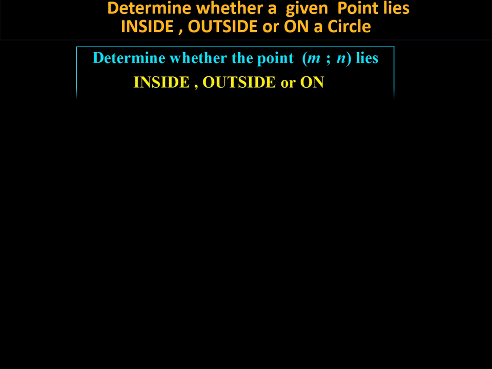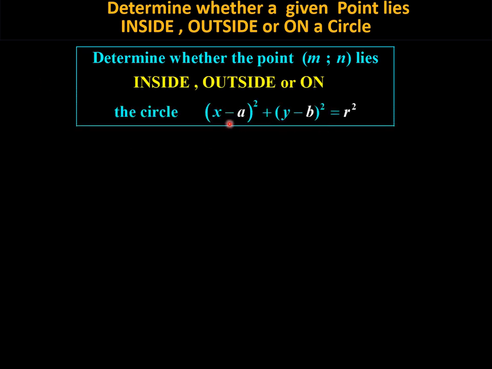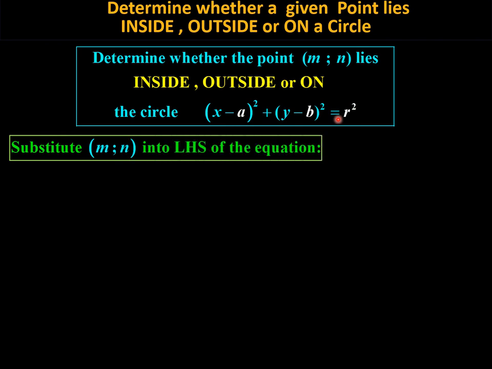Let's look at another concept: to determine whether a given point lies inside, outside, or on a circle. Let's say we have the equation of a circle that is given, and we have to determine whether a particular point, let's say in this case (m, n), lies inside. So what is the procedure? We just substitute that point, m and n, into the left hand side of the equation. Let's say we calculate that value and it ends up as the value k. So you get a numerical value k.